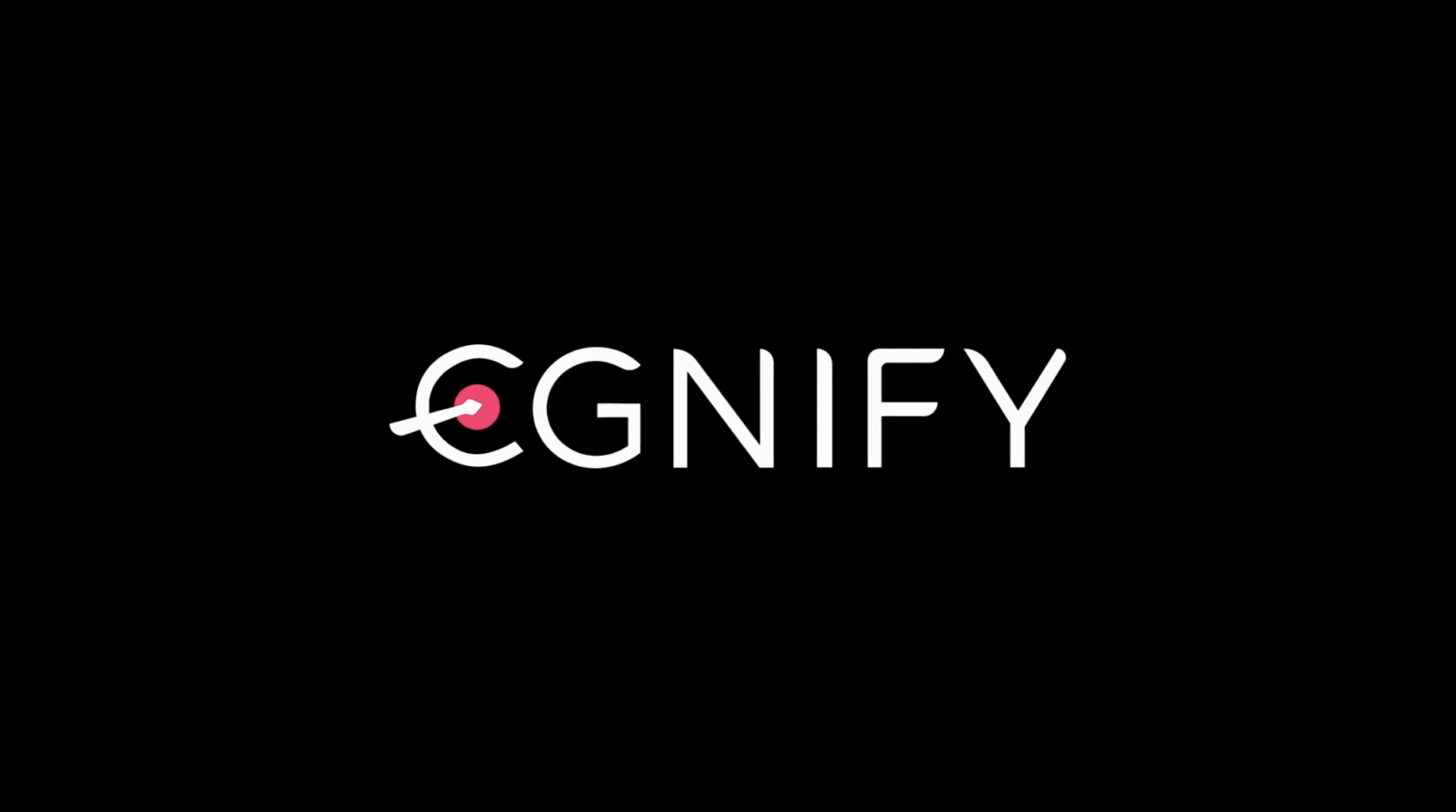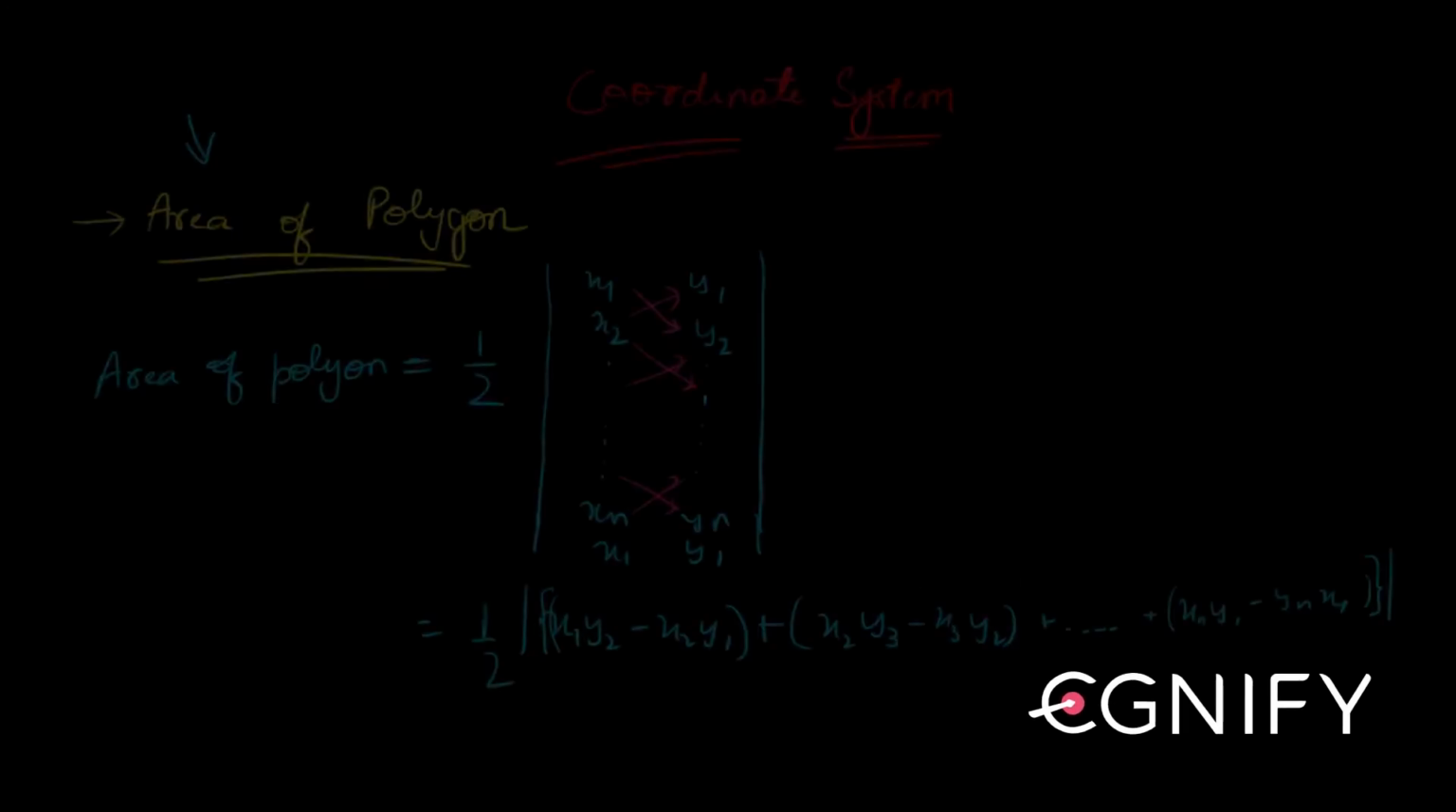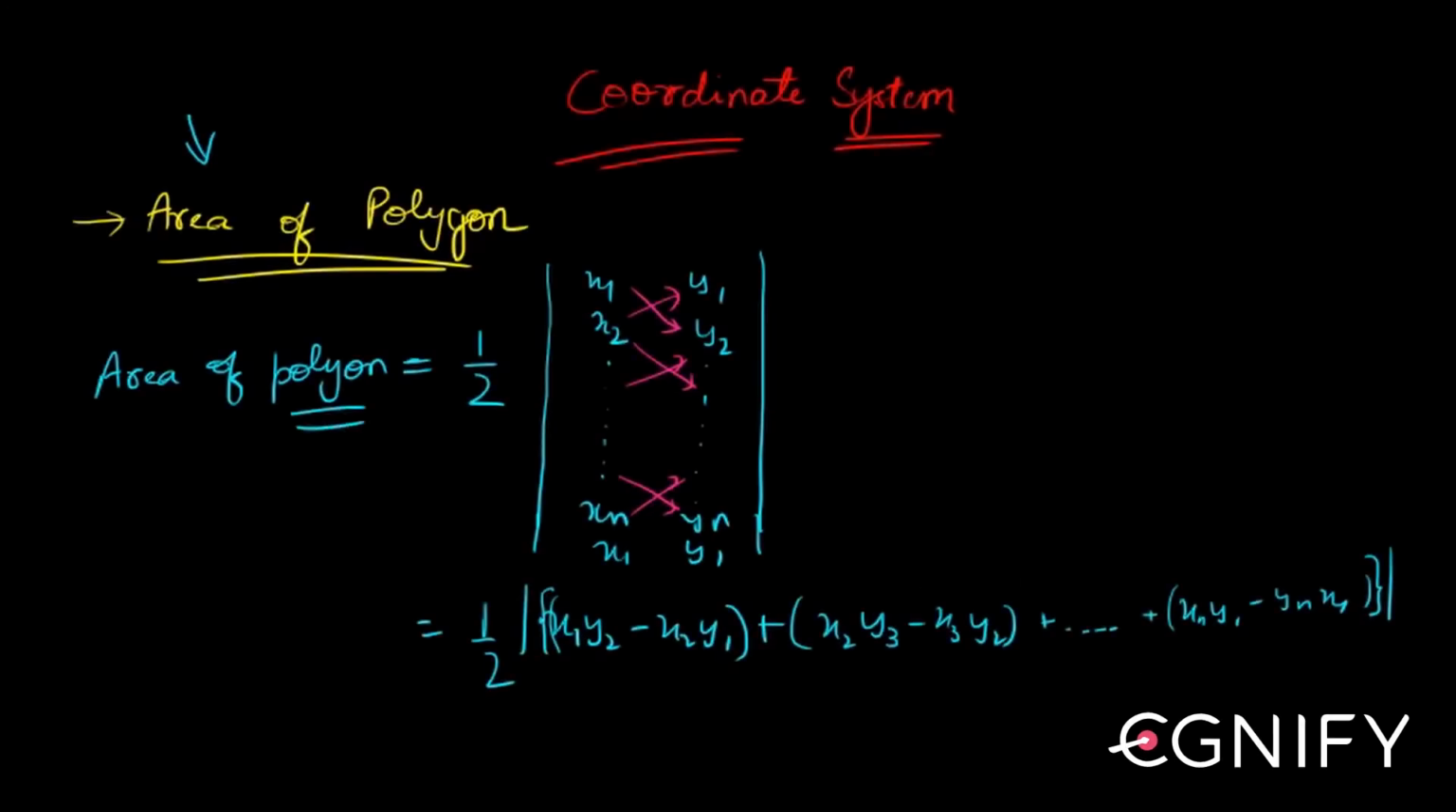This is a formula which I won't be deriving, but it makes the job very easy for you to calculate the areas of polygons. So polygon means any geometrical figure which has 3 or more sides, right? So it covers triangle, quadrilateral, pentagon, hexagon, everything that is to follow.